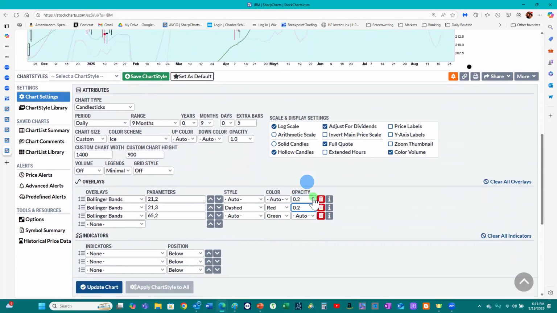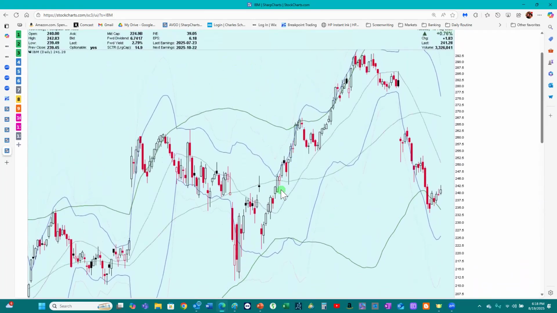No, I don't want the red. I want the blue. And let's make that a little darker. All right, so here's the 2 standard deviation, which is the default. Notice it went up and hit it. It did not get rejected and move down. It started moving right with it.